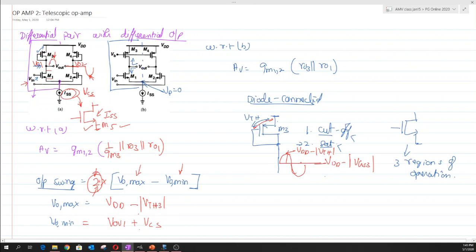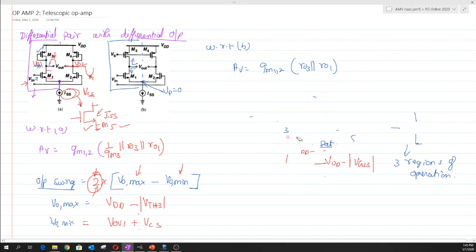Now let us move on to the next one, circuit number B, and let me make some room in order to talk about the output swing of this circuit B, the differential amplifier with the differential load.